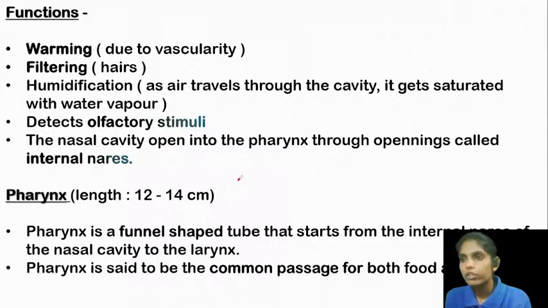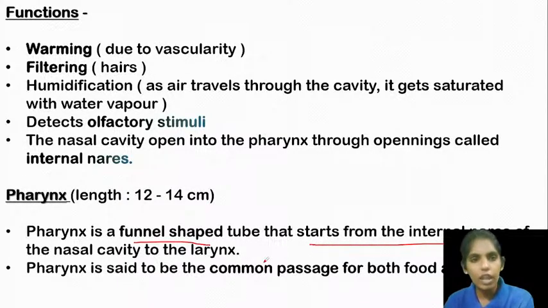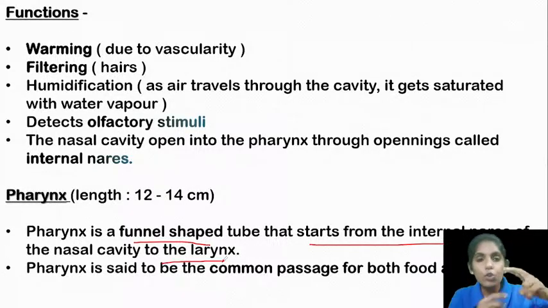Now coming to the pharynx. This pharynx, its length is about 12 to 14 centimeters, and it is a funnel-shaped tube which starts from the internal nares of the nasal cavity and extends up to the larynx. So internal nares means, these are the external nares, and the other end of the nasal cavity has two openings which open into the pharynx. Those are the internal nares. So the pharynx starts from these internal nares and ends at the larynx.